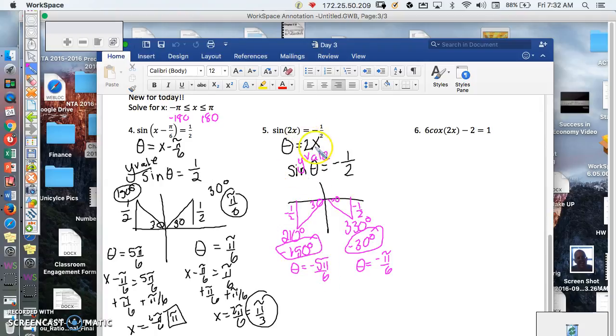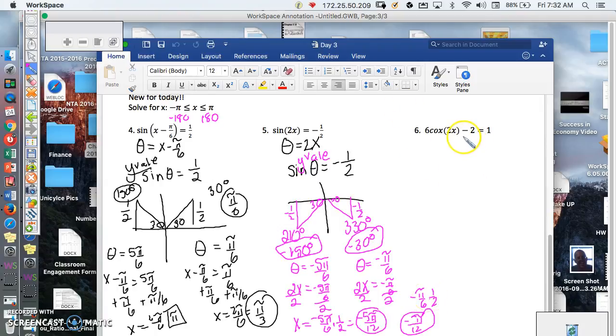But what we substituted in for theta was 2x. So 2x equals negative pi over 6. 2x equals negative 5 pi over 6. So we have to divide by 2 on all of these. And remember, divide by 2 is like multiplying by the reciprocal, so times 1/2. So we have negative 5 pi over 12 for that one. So this would be negative pi over 6 times 1/2 over here. So we have negative pi over 12.